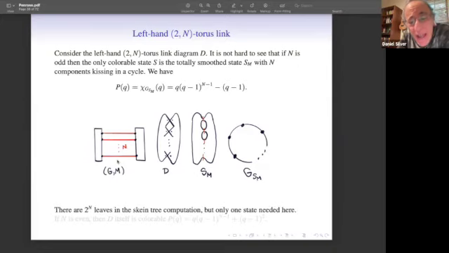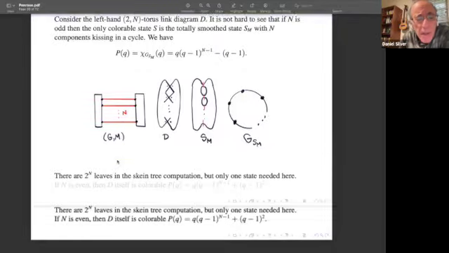There are 2 to the n leaves in the skein tree computation, but most of them cancel, and really there's only one state that's needed here. Again, we're trying to avoid using all the leaves of the computation scheme.